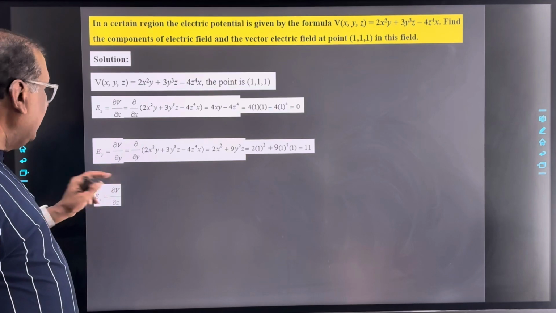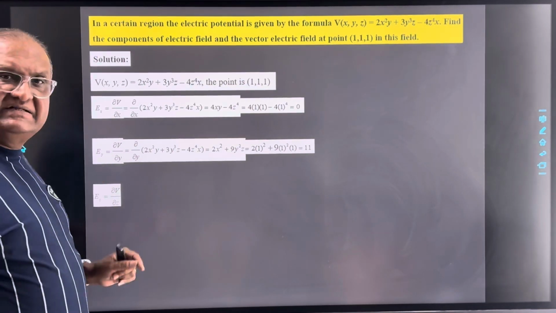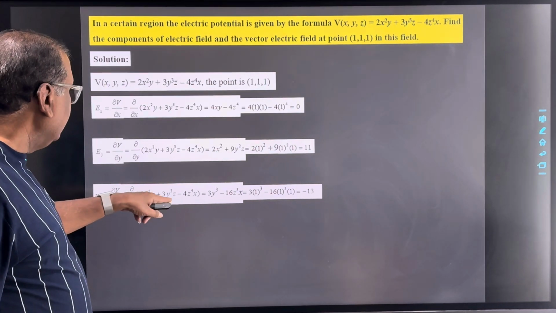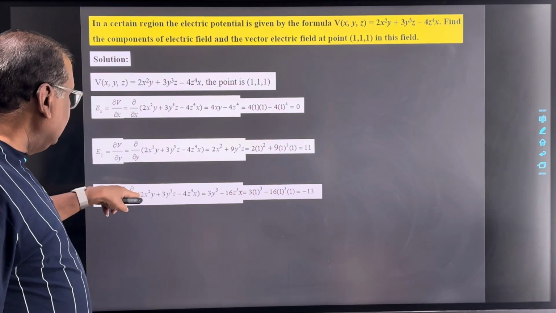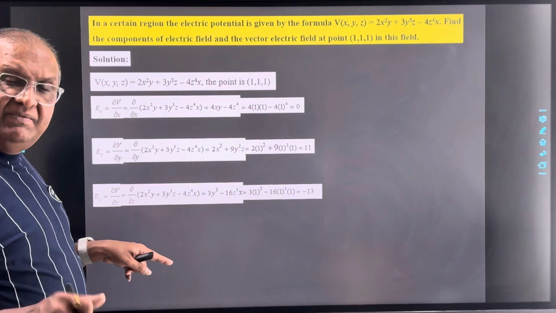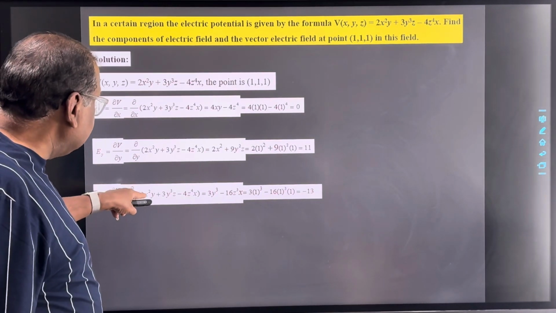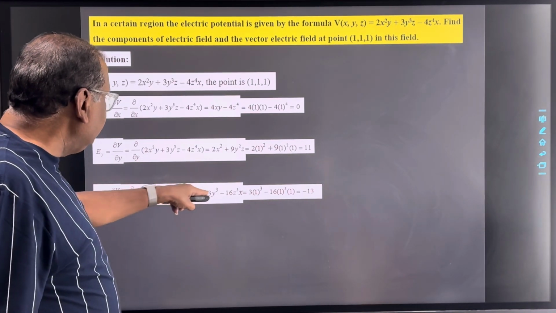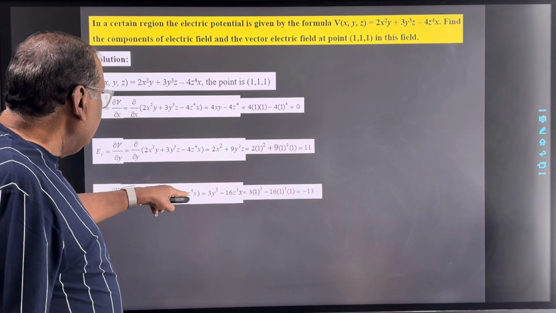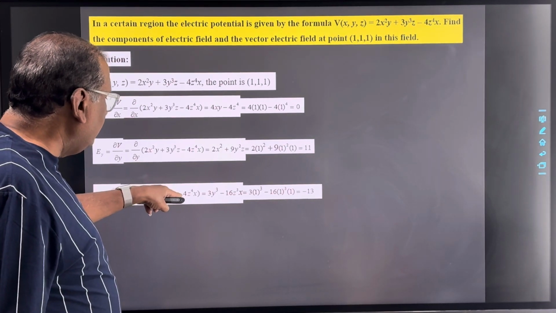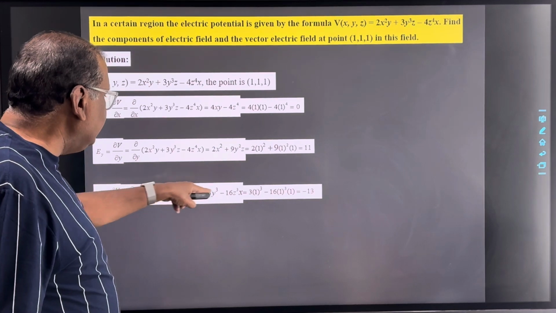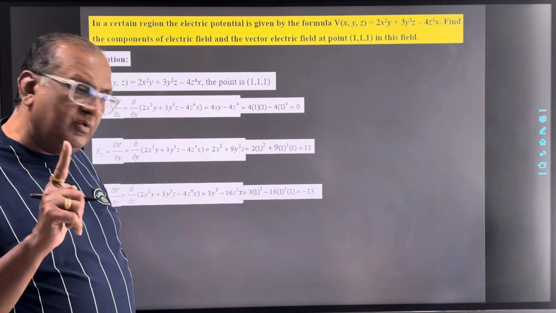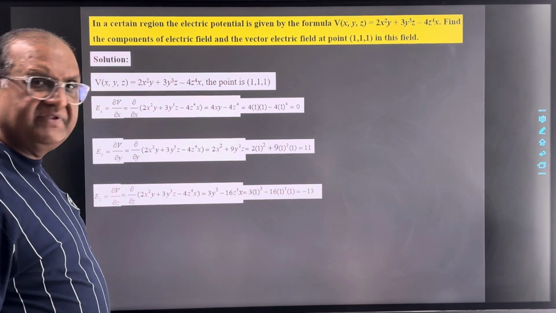Then Ez is equal to minus del V by del z, that is, minus del by del z of V. Differentiate this one. In the first term there is no z, so it is treated as a constant term and the differentiation will be 0. For z it is 1, so the differentiation is 3y cubed. Then minus the differentiation of z raised to 4, that is 4z cubed, 4 into 4, 16, so minus 16z cubed x. Now substitute x, y, z as 1, 1, 1. So you will get minus 13.